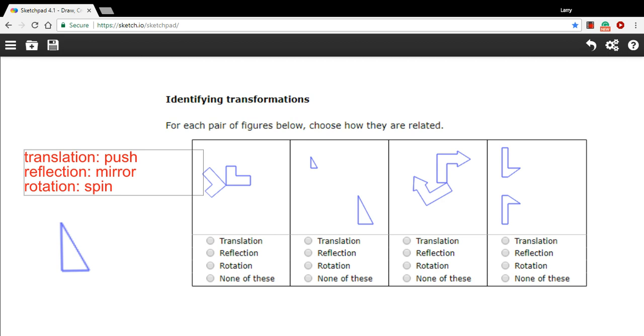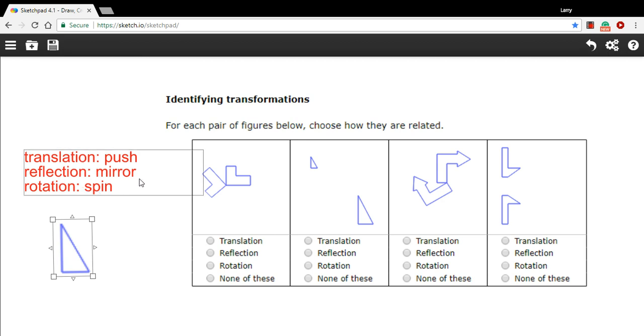So what is a translation? You can think of a translation as taking a figure and just pushing it somewhere else. So left, right, up, down, diagonally. So if this was our starting figure, this was our ending figure, it's been through a translation by just shoving it around. So I use the shorthand push to remember translation.